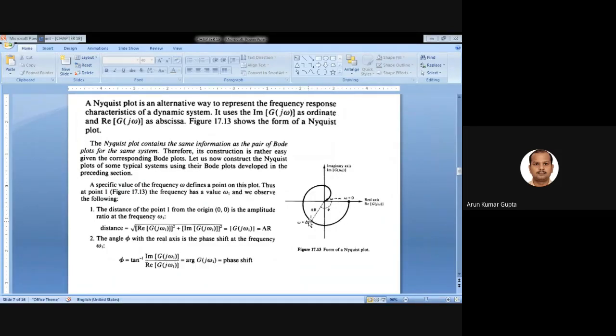Just for example, they denoted this point 1. This point 1 corresponds to the amplitude ratio at omega 1, and the phase angle corresponding to omega 1 is given by this. So we are getting this point. Similarly, at different omega, we will get different locations on the curve. And then when we combine all these, we will get something like this. So it may be like this. We have different types of nature of the graph. I will show you.